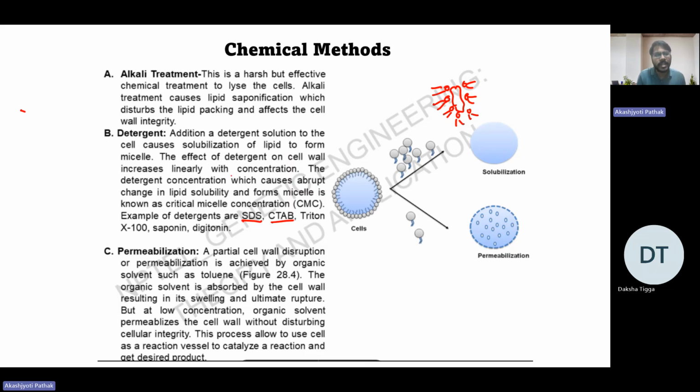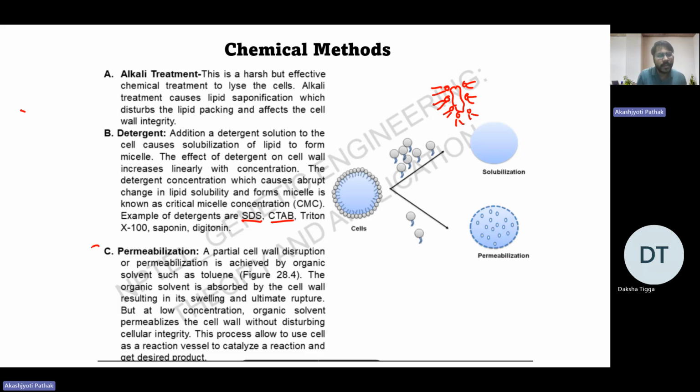The effect increases linearly with concentration. The detergent concentration which causes an abrupt change in lipid solubility and forms micelles is known as the critical micelle concentration. As you increase the concentration of the detergent, at a particular concentration it will form a micelle around the lipid molecules and the solubility will decrease, and it will get precipitated. Examples of detergents are SDS, CTAB, and Triton-X.